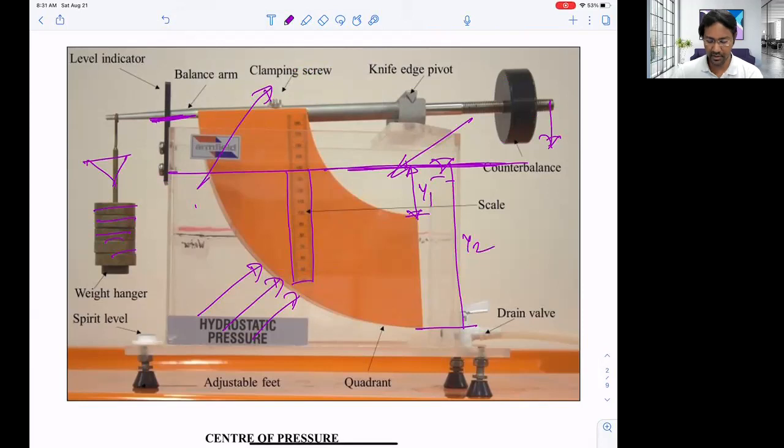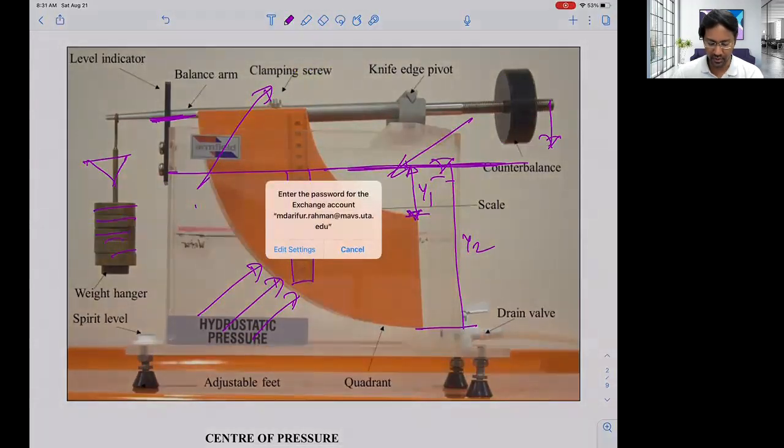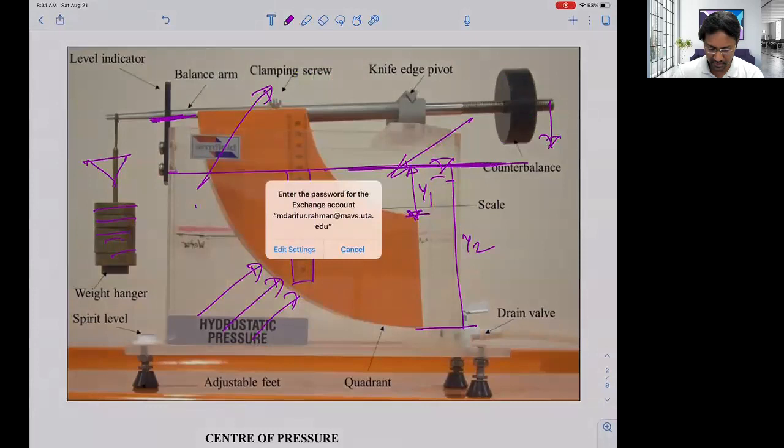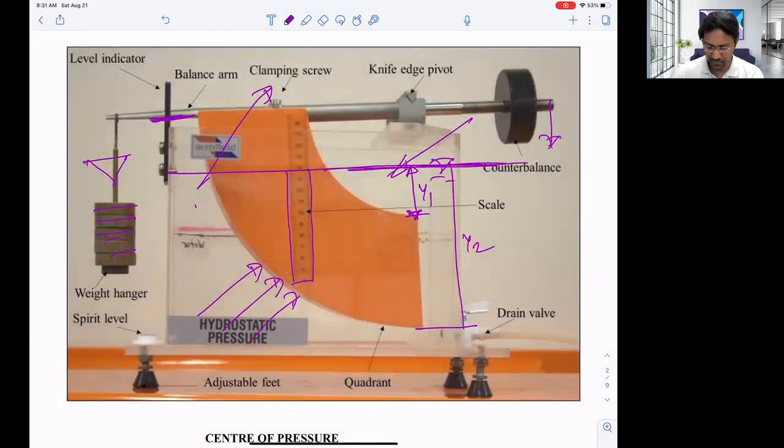Keep in mind, all the measurements will be from the surface of the water. From the surface of the water to the top of the box or the section will be Y1, and from the water surface to the bottom of the section will be Y2, right?